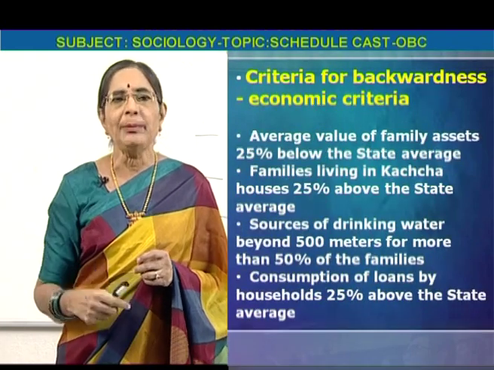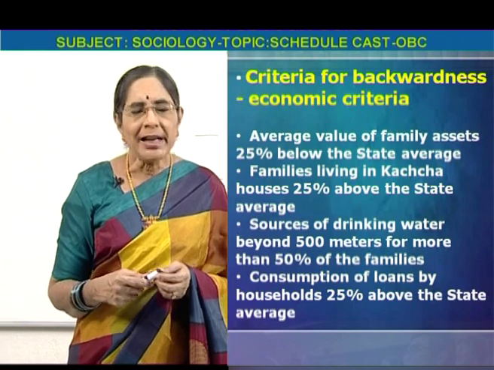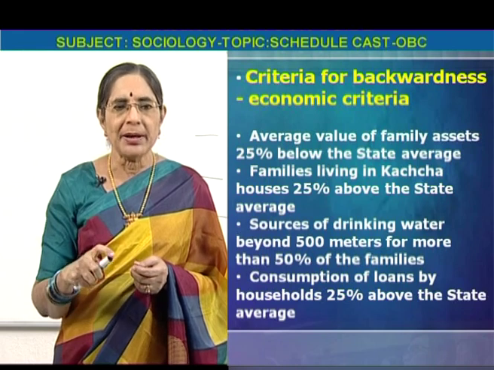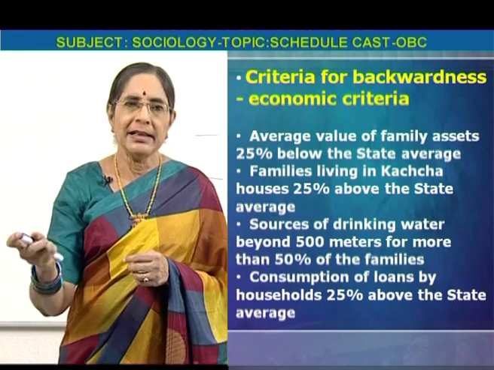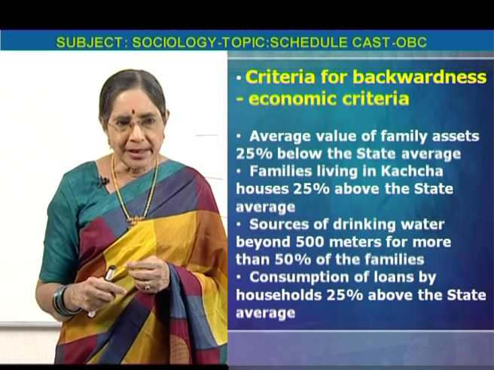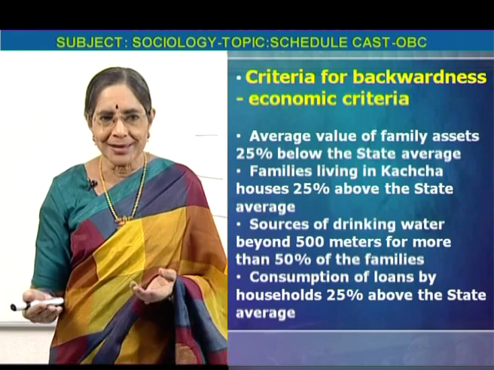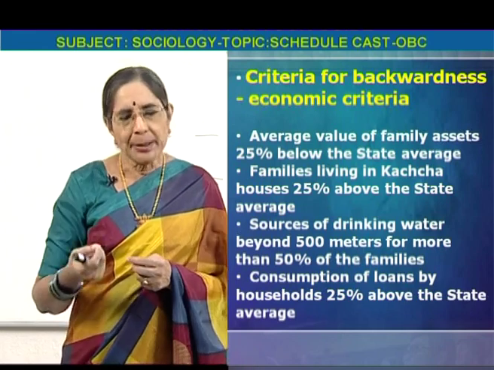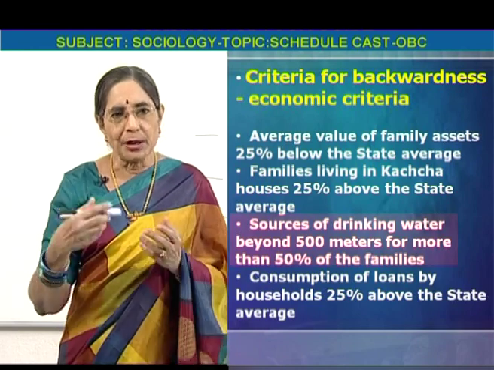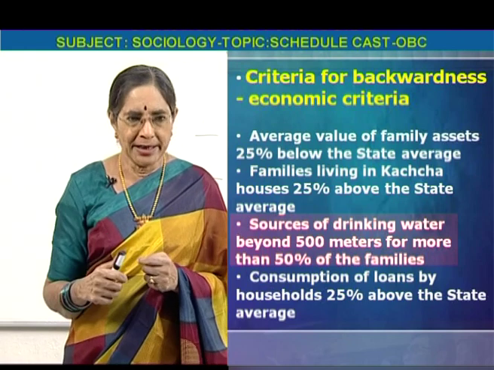Then, what economic aspects has Mr. Mandal mentioned, let us have a look. If the average value of family assets is more than 25% below the state average, then that is economic backwardness. Similarly, for families living in kacha houses, which we usually call gudiselu or huts, if that percentage is 25% or more above the state average, then that is economic backwardness.